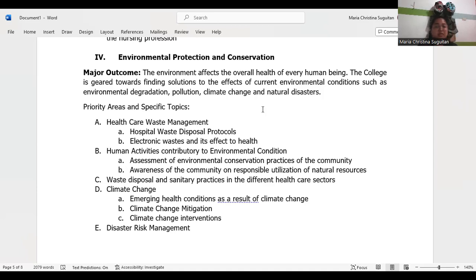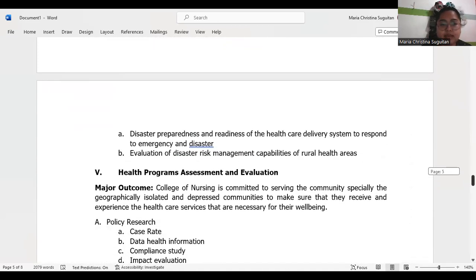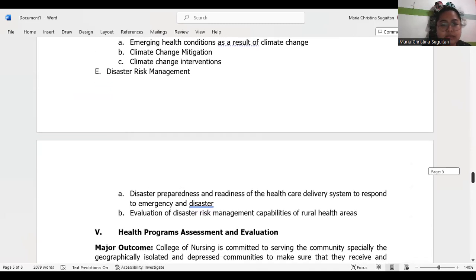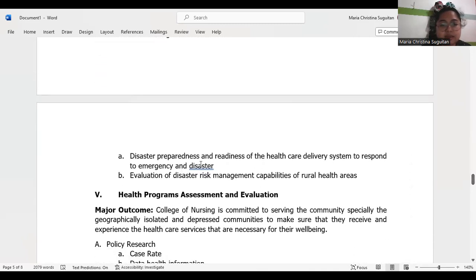Kilala ko na kung sinong gumawa nito and very curious din ako. And then, climate change, emerging health conditions as a result of climate change mitigation, climate change interventions, and then disaster risk management. And part of disaster risk management, we have disaster preparedness readiness of the healthcare delivery system to respond to emergency and disaster, and the evaluation of disaster risk management capabilities of rural health area.